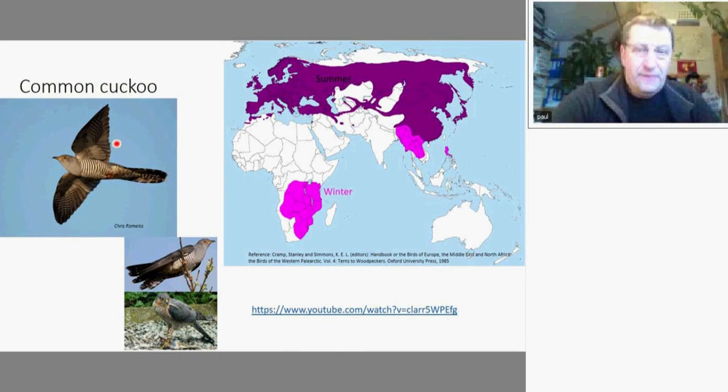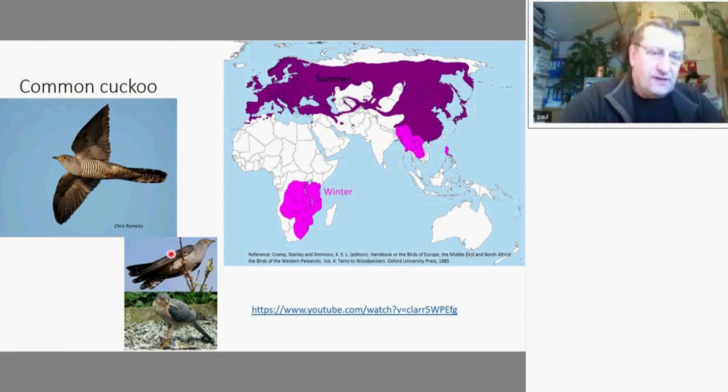Here is the common cuckoo, which is one of the other species that we are going to make registration of. It is also a bird that makes quite a lot of migration from these winter areas in Central Africa and the southern part of Africa, and then up to the summer area. So it's flying quite long distances.